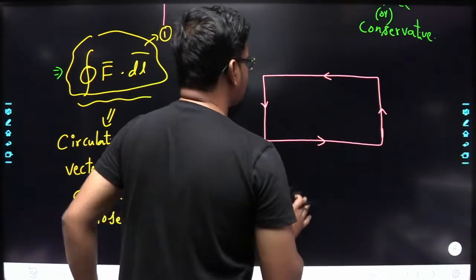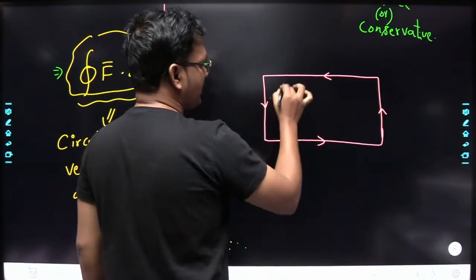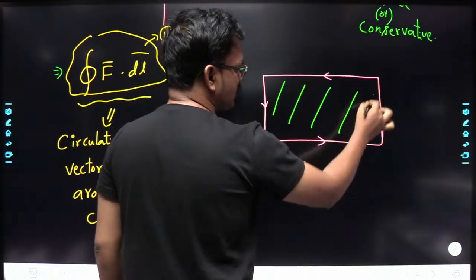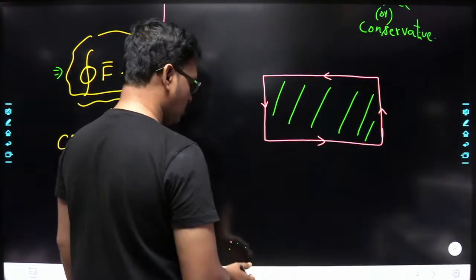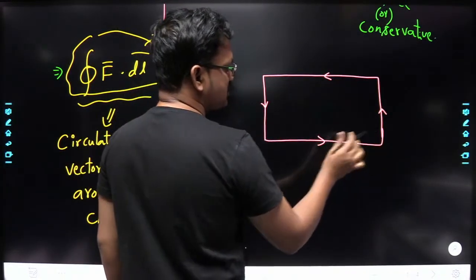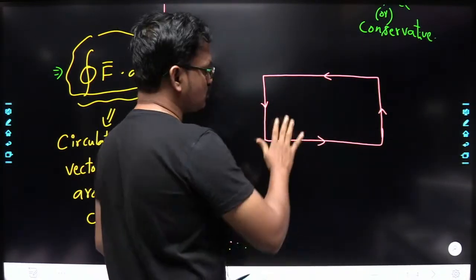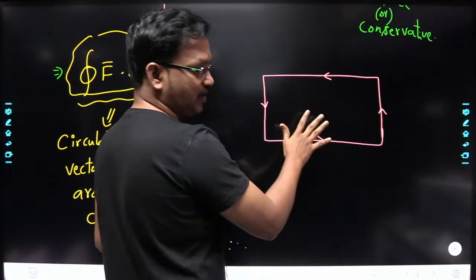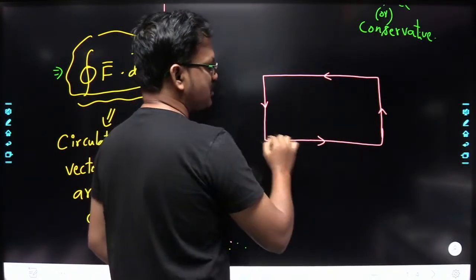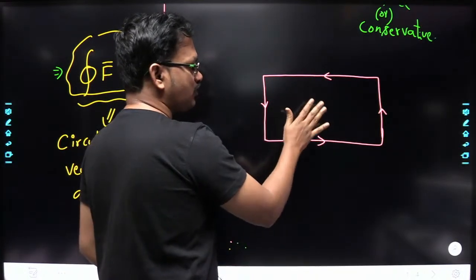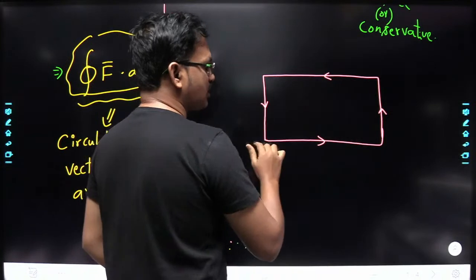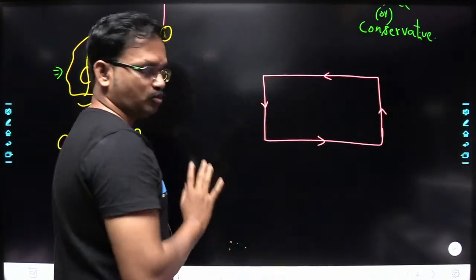Now if you observe, this loop is enclosing this surface area. So there must be some source within this surface area that is bounded by this loop. And that source is the cause for the circulating field around this closed loop.